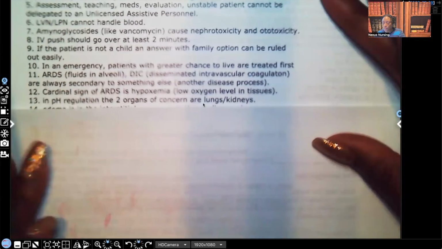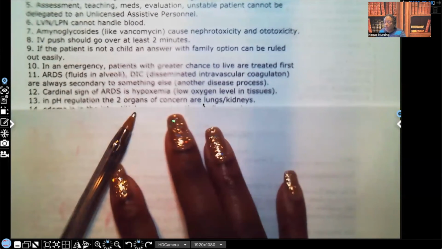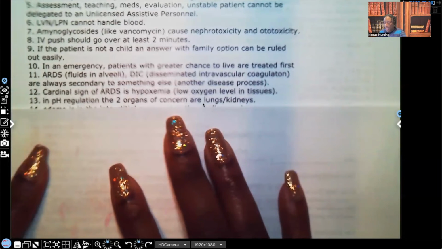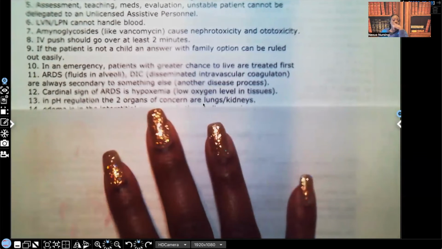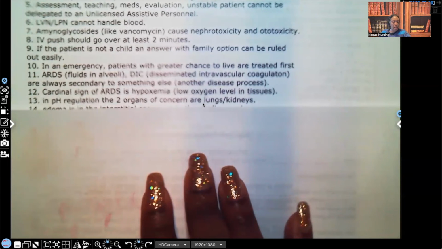Number 13, pH regulation. The two organs of concern are the lungs and kidneys. I've talked about this on numerous occasions. When it comes to pH regulation, the name of the game, guys, is homeostasis. You want your pH to be between 7.35 and 7.45. 7.35 is the lowest, 7.45 is the highest. That is homeostasis for pH balance. Lower than 7.35, the patient's going to be more acidic. Higher than 7.45, the patient's going to be more alkalinic or basic, right?